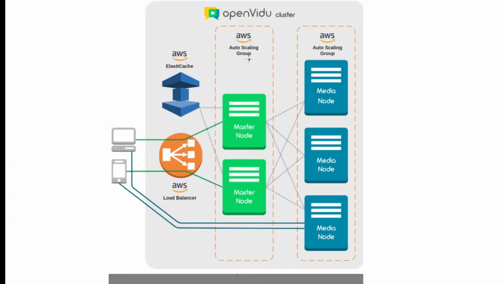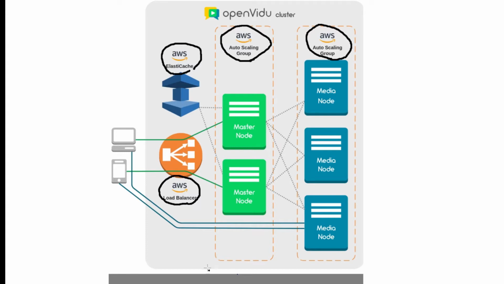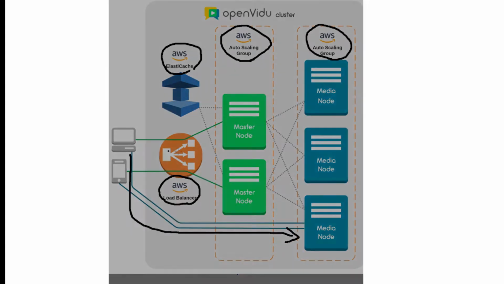Just to give a brief summary, we're going to have two auto-scaling groups, one with the master nodes and another with media nodes. OpenVidu state will be saved in a Redis database, and all the requests to the OpenVidu REST API will go through a load balancer. On the other hand, media will pass through media nodes directly.